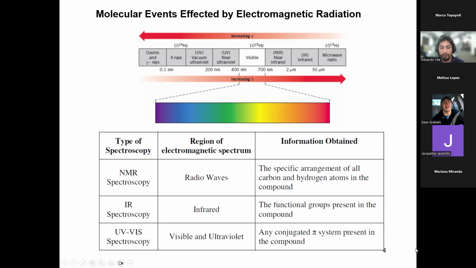And then if we want to do UV-vis, it tells us if there's any conjugated systems. A conjugated system is just an alternating single and double bond in a molecule. So that is very optically active and UV active as well. So again, we'll learn about this another time. Right now, we want to specifically focus on IR spectroscopy.